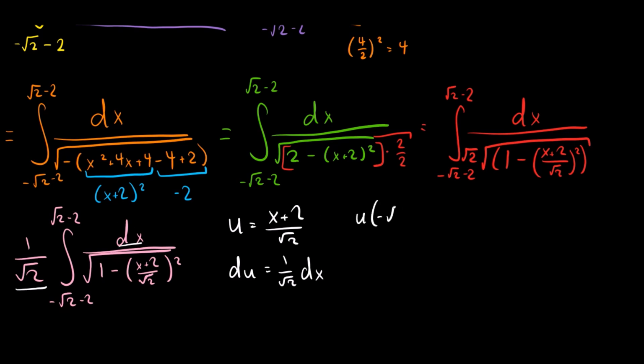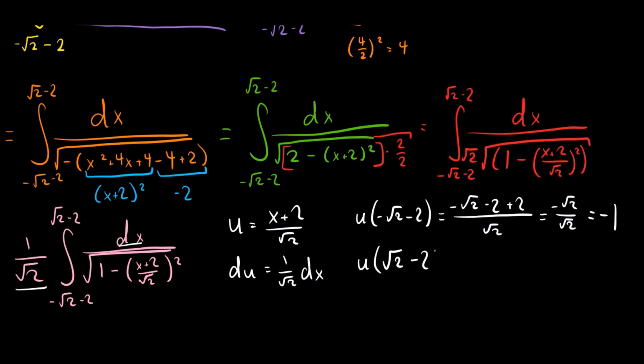So we have u of negative square root of 2 minus 2, that'll just be negative square root of 2 minus 2 plus 2 divided by the square root of 2. That just leaves us with negative square root of 2 divided by the square root of 2, which ultimately just gives us negative 1. And if we try our upper bound, so u of square root of 2 minus 2, well that just gives us the square root of 2 minus 2 plus 2 divided by the square root of 2. And that is ultimately a square root of 2 divided by the square root of 2, which gives us 1. So those are going to be our new bounds on the integral.